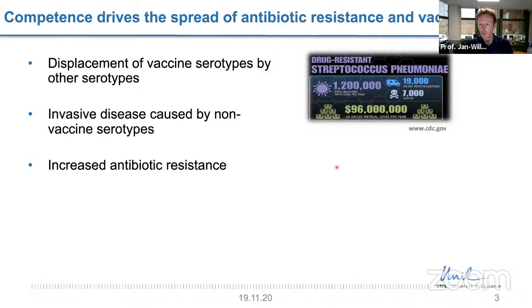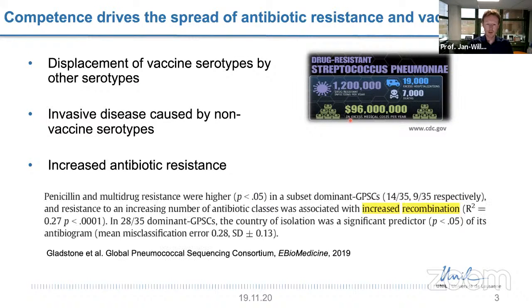And here are just some numbers for drug-resistant pneumococci and the costs and death they invoke in the United States. What is quite peculiar about pneumococcus is that the serotype switching and antibiotic resistance is mainly driven by competence development. So here's just some numbers from a recent study where they sequenced over 20,000 pneumococcal isolates, and they find a very strong association between increased recombination and antibiotic resistance.